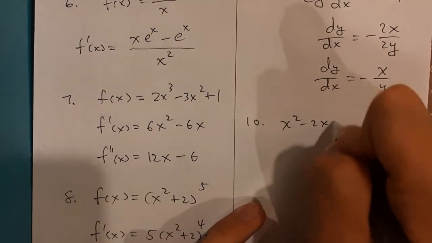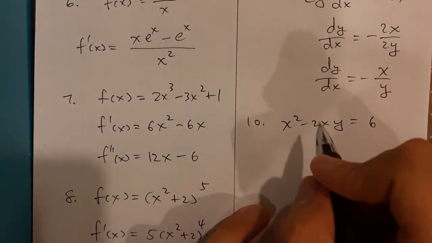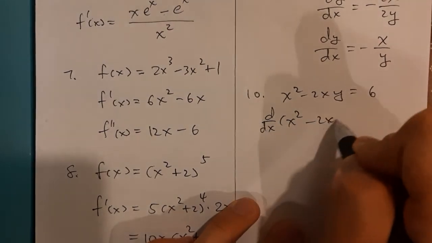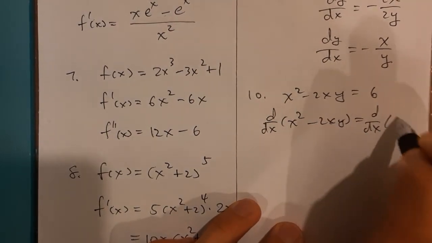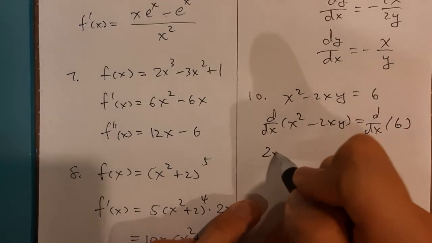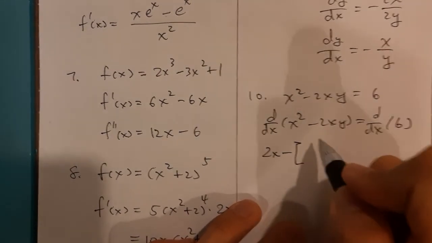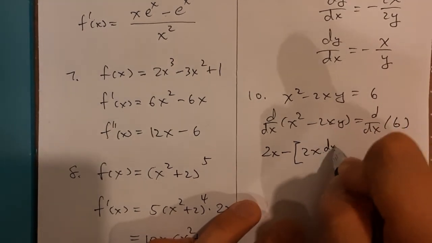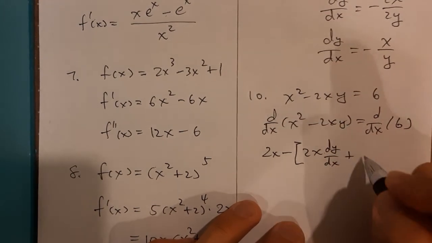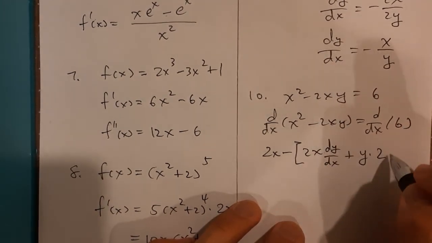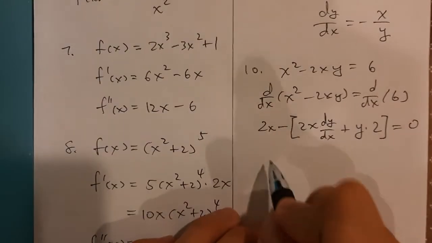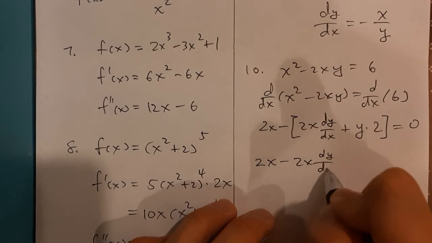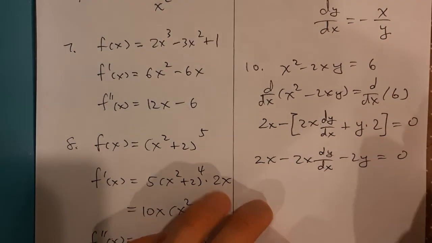X squared minus 2xy equals 6. So take the derivative with respect to x on both sides. Derivative is 2x minus. So here you need to use the product rule. So you got a 2x derivative of y is dy dx plus y times the derivative of 2x, which is 2, equals 0. Distributing, got 2x minus 2x dy dx minus 2y equals 0.